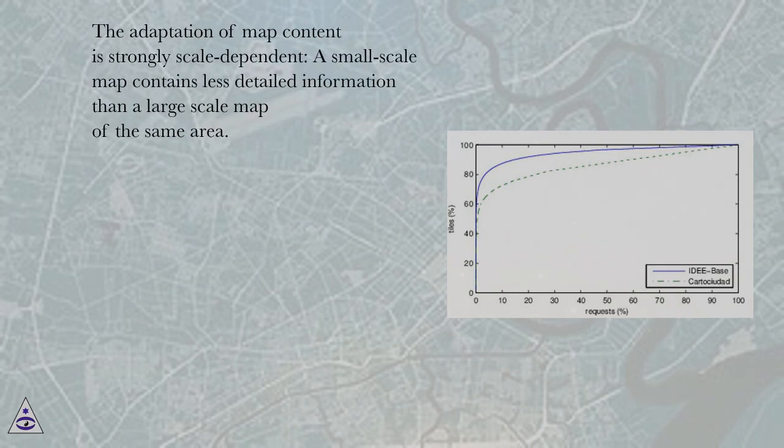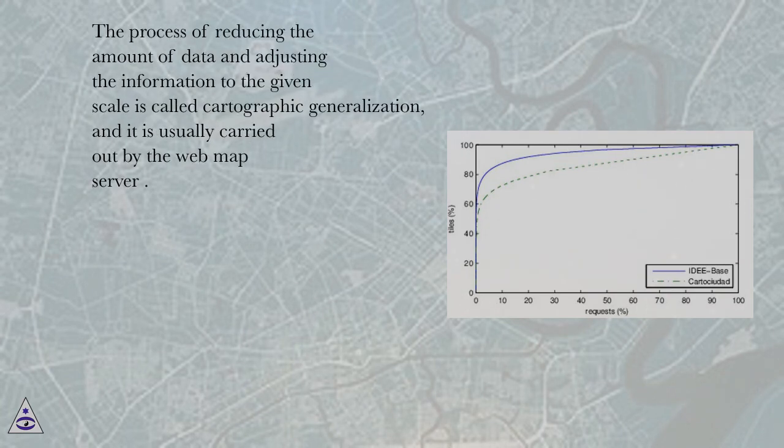The adaptation of map content is strongly scale dependent. A small-scale map contains less detailed information than a large-scale map of the same area. The process of reducing the amount of data and adjusting the information to the given scale is called cartographic generalization, and it is usually carried out by the web map server.